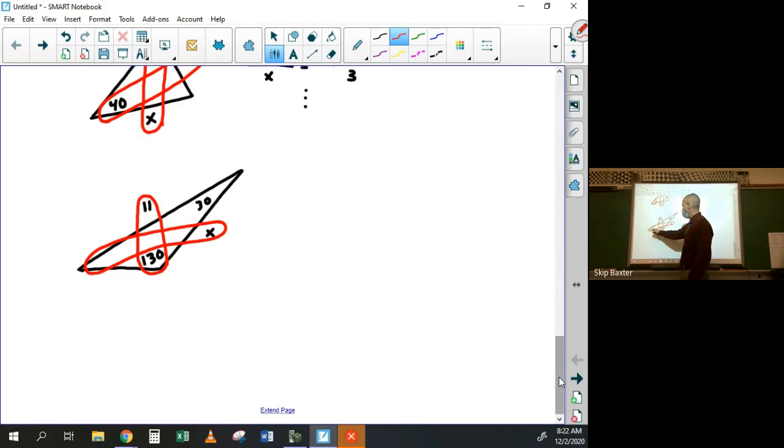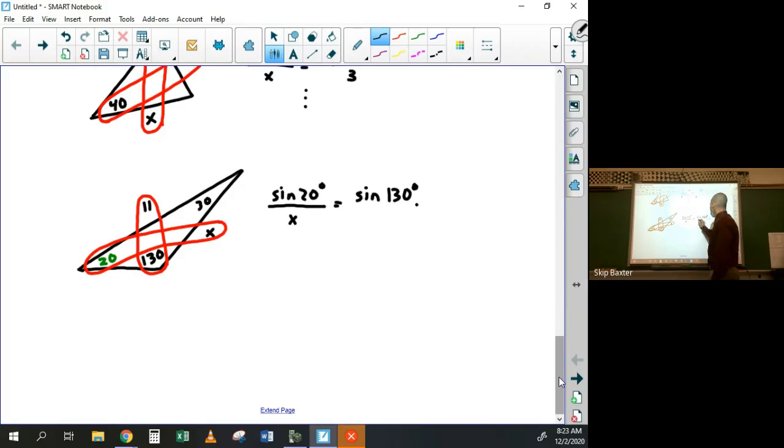But the solution's easy. You can actually find the missing angle. If you know two of the angles, you can find the third angle. So that's the trick in a problem like this. If these angles add up to 160, this angle has to be 20 in order to add up to 180 altogether. In some of the problems from yesterday's homework, you just have to find the third angle before you can apply the law of sines. Okay, and then it's totally set up. So then you can just say the sine of 20 over x equals the sine of 130 over 11. And then cross multiply and solve.